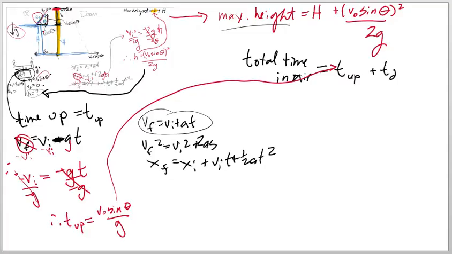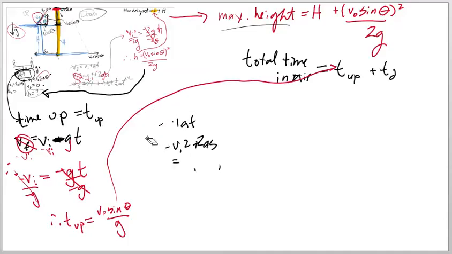Now let's look at the time down. What I'm going to do for the downside is, I should probably just erase these. I'm going to organize my information again and do it as a separate problem. So let's look at this. This is for down.